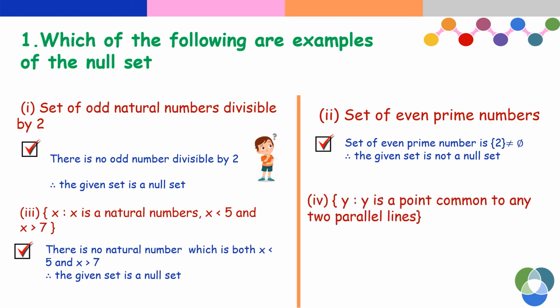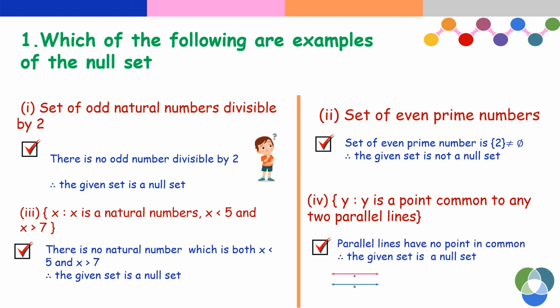Your next question: is there a point common to any two parallel lines? How many points will be common to two parallel lines? We have to collect and write it inside the set. Will any parallel lines have a common point? Definitely it will not have. Parallel lines will never meet. If they meet only, it will have a common point. Since they won't meet, there won't be any common point for parallel lines. Therefore, the given example is a null set.